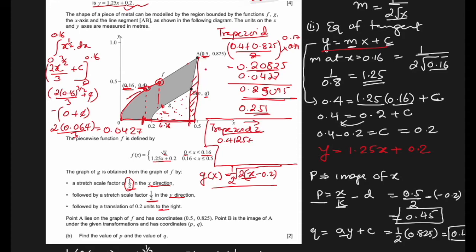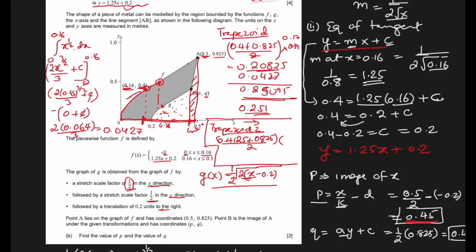0.4125. Parallel line 2 is this long line, which is 0.825. Add them, divide by 2, and multiply it by the height between them, which is this distance. Did you get P? We got P earlier. P was 0.45. Yeah? So 0.45 and 0.5, what is the distance between them?